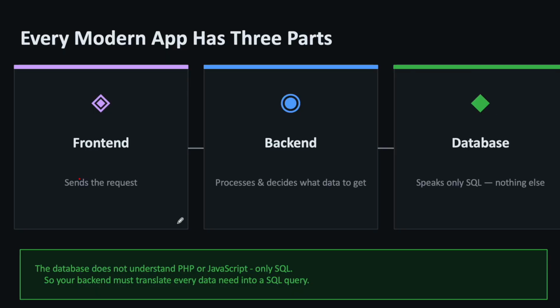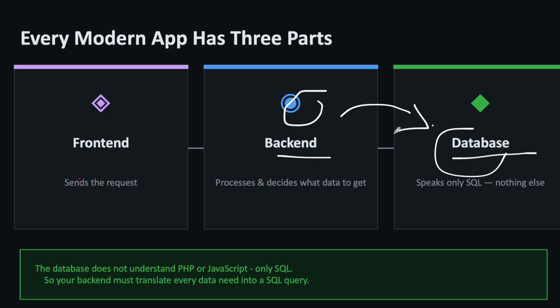optimization. So we know every modern app has three parts, right? The front end, where the user sees and sends requests, the backend, which processes the request and decides what data is needed, and then the database where the actual data lives. The database does not speak PHP or JavaScript or any other programming language. It only understands one language, and that is SQL. So the backend has to translate every request into a SQL query that the database can understand.